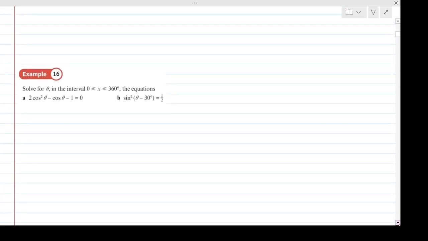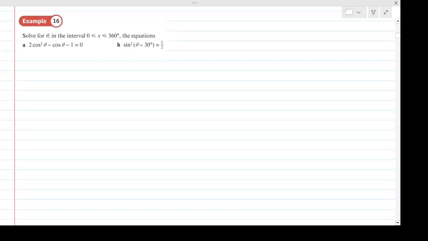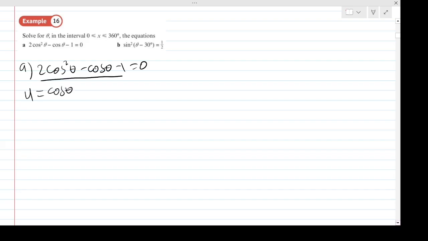So, we need to solve for theta in the interval 0 to 360 for the equations. So firstly, 2 cos squared theta minus cos theta minus 1 equals 0. Well, there we are. Hopefully you recognise this is a quadratic. It's a disguised one because it's not explicitly x squared plus x plus 1 or whatever. We have coses instead. But if we use the substitution, so let's say u is cos theta, then we can rewrite this equation, right?